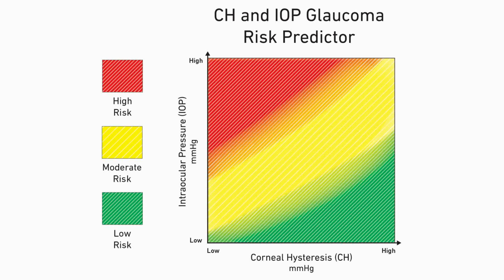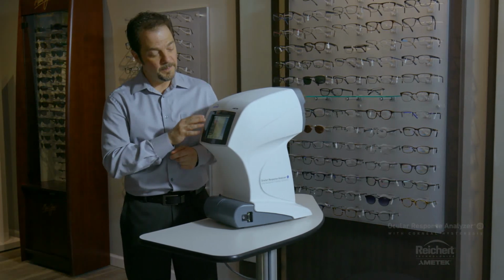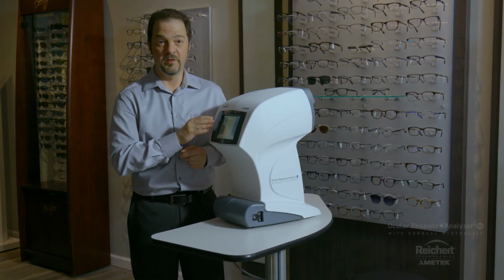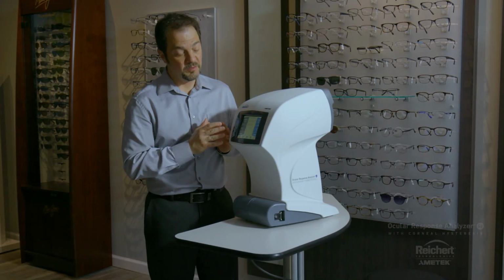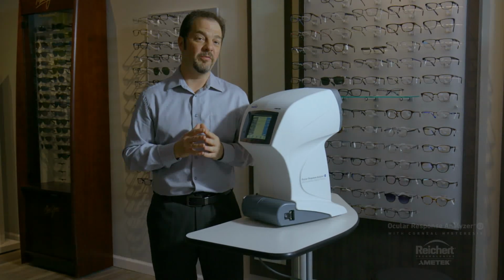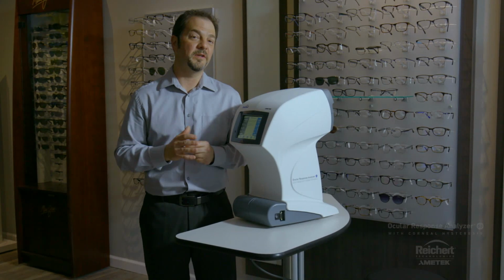But don't forget about intraocular pressure, still a very important risk factor. And in fact, you should consider these two parameters together. If you have low corneal hysteresis and high intraocular pressure, that's a particularly bad scenario. So look at all the values on the screen and consider the interplay between these two parameters for clinical decision making.